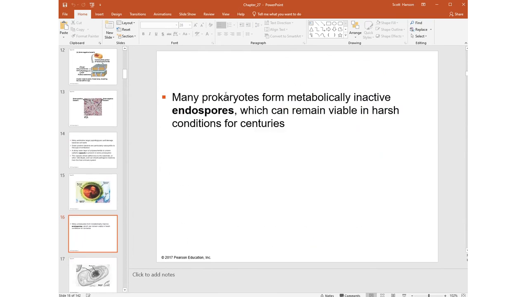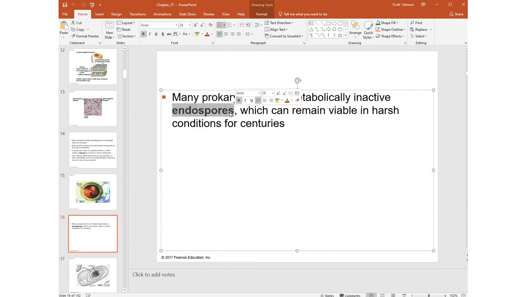So a lot of prokaryotes form metabolically inactive stages called endospores, which is kind of like a seed in a way, but it's dormant. When they say it's metabolically inactive, it means it's dormant basically. So it's sitting there dormant as an endospore. And these endospores, like a lot of seeds, can be viable and alive even in a lot of harsh conditions. Even if they're stored in harsh conditions, and sometimes even if they're stored for centuries, they can still remain viable.